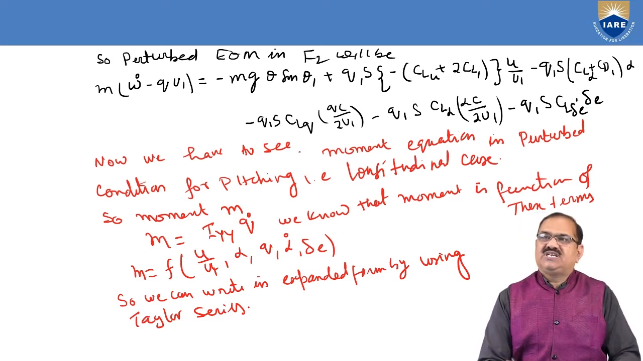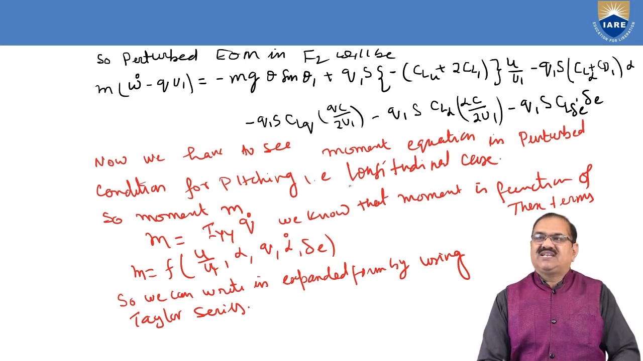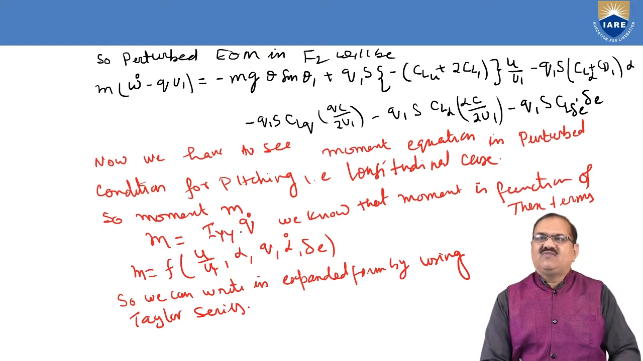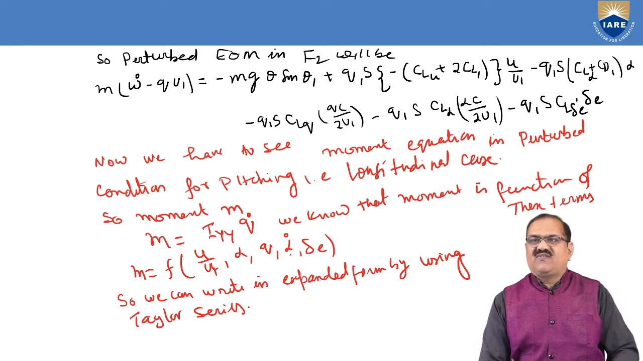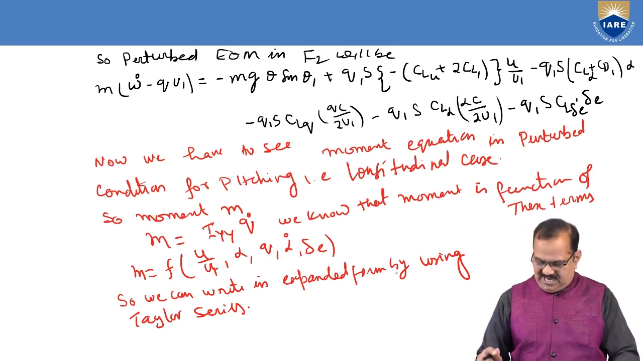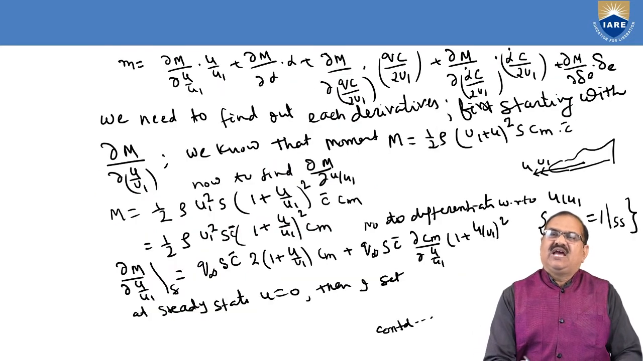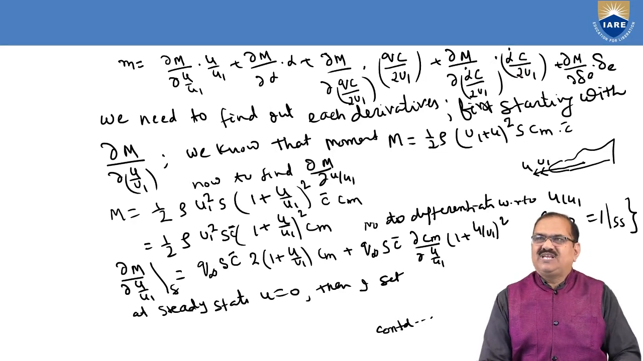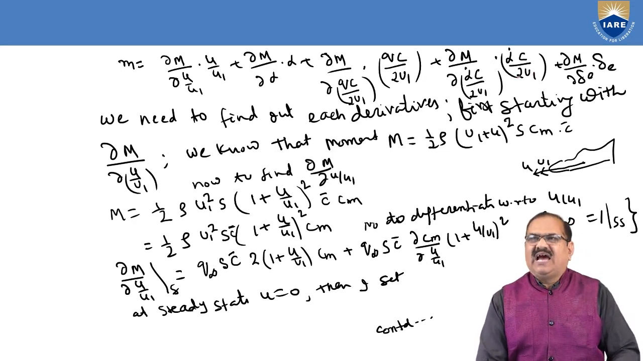Now we have to see the moment equation in the perturbed condition for pitching, that is the longitudinal case. So the moment equation is M equal to Iy q dot. We know that the moment is a function of these terms: u/u1, alpha, q, alpha dot, and delta e. So we can write it in expanded form by using the Taylor series. Here we have used the Taylor series and we have made this equation as shown here. All the parameters are given.